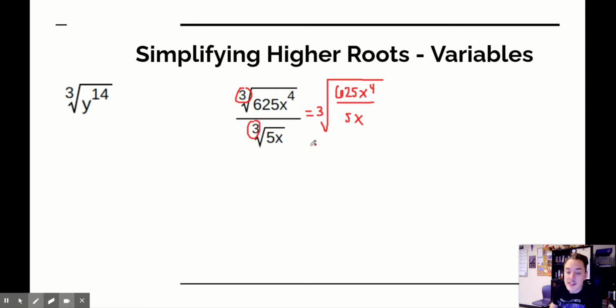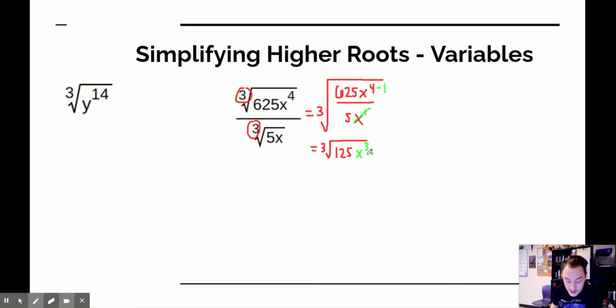So now, what is 625 divided by 5? Well, that's 125. And then what is x to the 4th divided by x? This is some exponent rules here. This is to the 1 power, so I take that 1 and subtract it from the 4. So this becomes x to the 3rd.